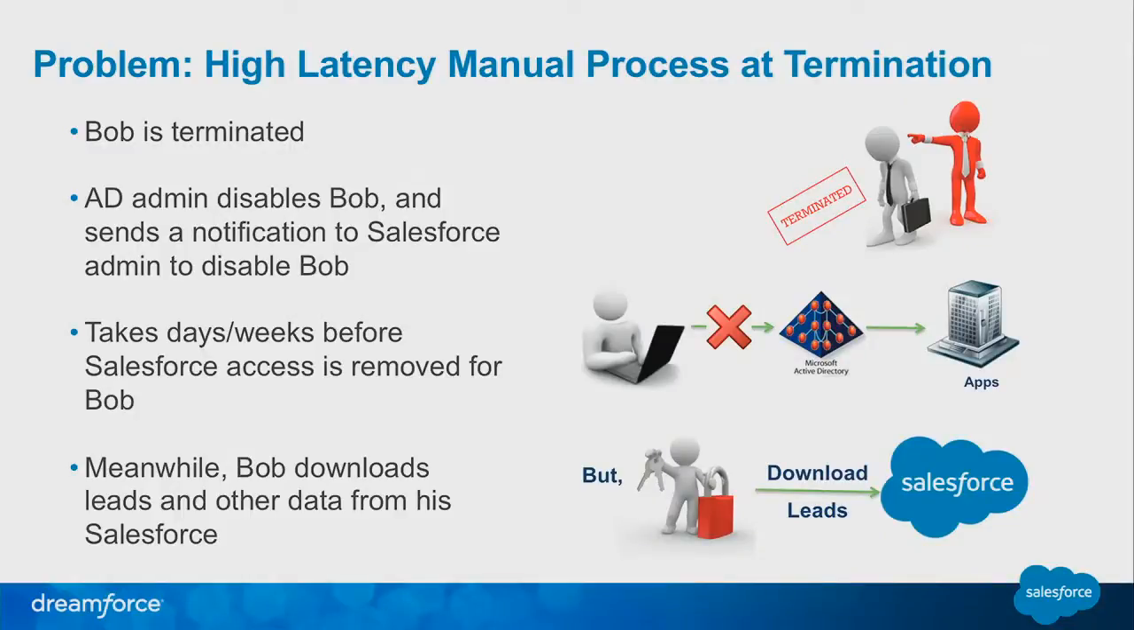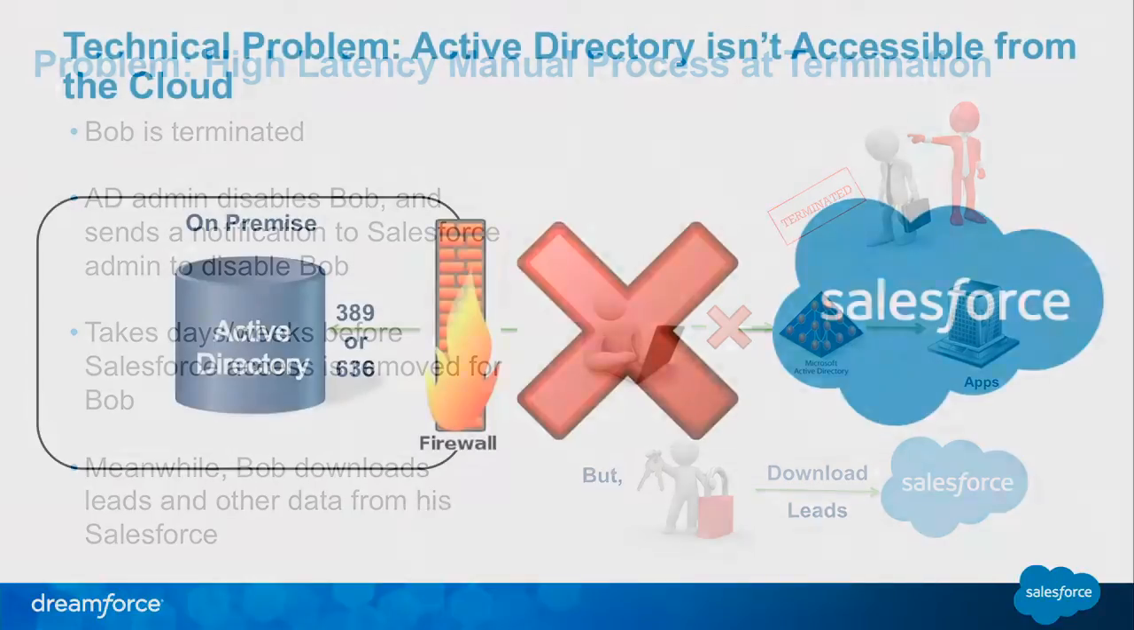Now let's say Bob leaves the company and the AD administrator disables access by disabling Bob's account in AD, but his account in Salesforce is still valid. So the AD administrator then notifies the Salesforce administrator to disable the account, which might take some days. Meanwhile, Bob can download the opportunities and account information from the Salesforce One mobile application, which might have an open session because the AD session was disabled, but the Salesforce session is still valid. So there might be some data leaks in this process.